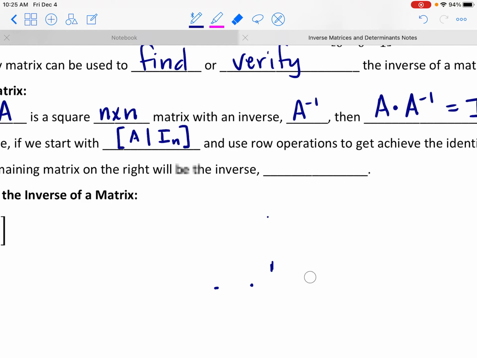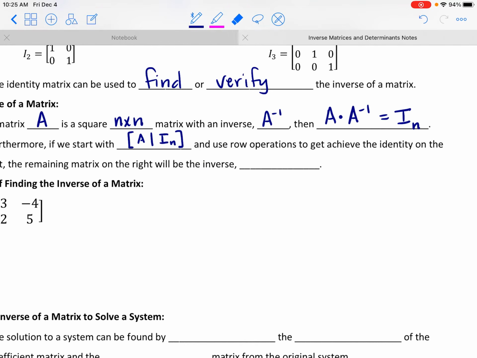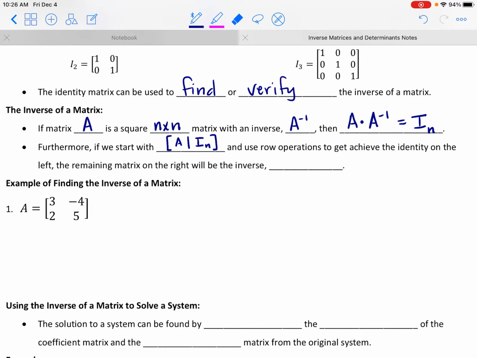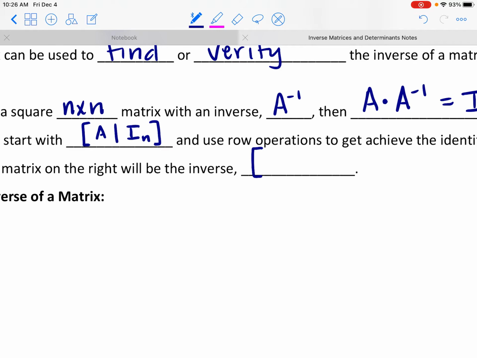Okay, so I'm going to show you in just a second. Just try to go with me for a second here. If we start with A, and we put next to it its companion, the identity matrix, and then we use row operations to achieve the identity on the other side, on the left, then what remains on the right is going to be the inverse. So the row operations would get us to the identity on this side, and what would be left on the right is going to be the inverse. Okay, so to go from here to here, we're going to use row operations, and that's going to leave us the inverse. Okay, so how does this look?